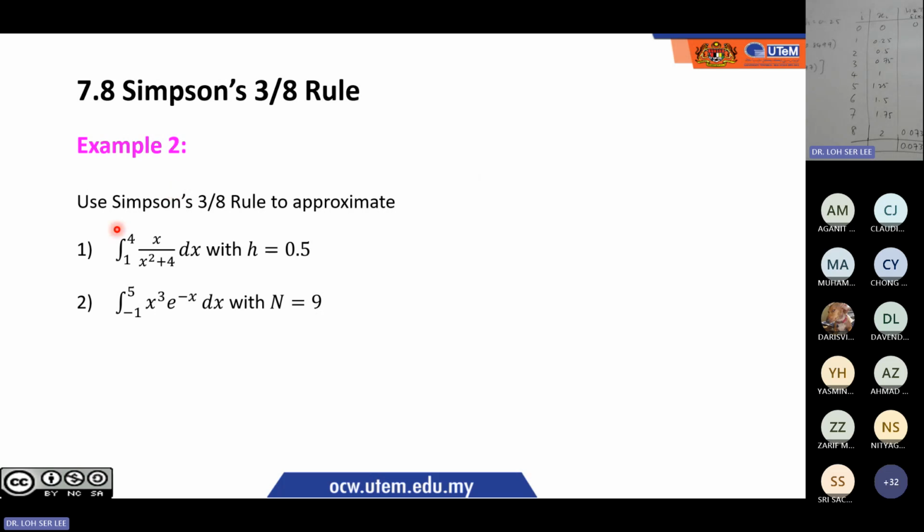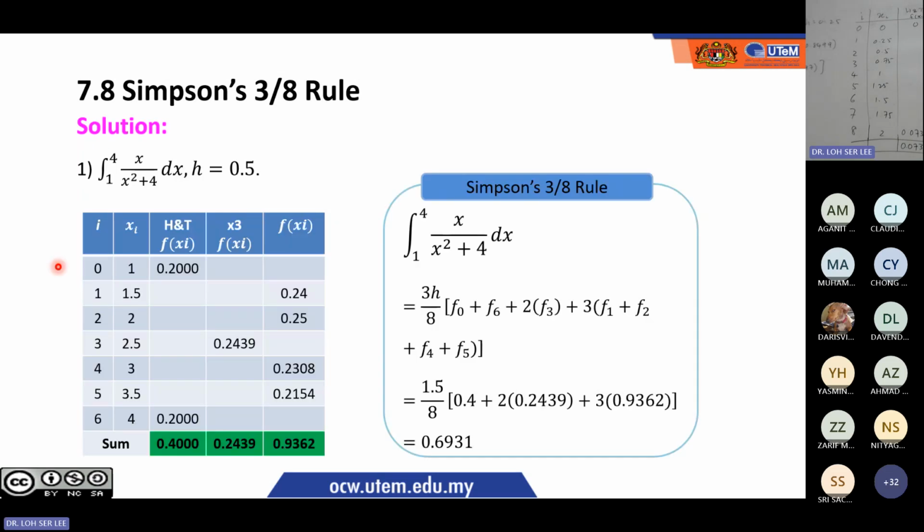Example number 2. With h is 0.5, starting 1 up to 4. So list out this i. Head and tail, and from all this, multiple of 3 is 3. And the rest of f, you put it under the last column. Then finally, put them into the formula, get the result.